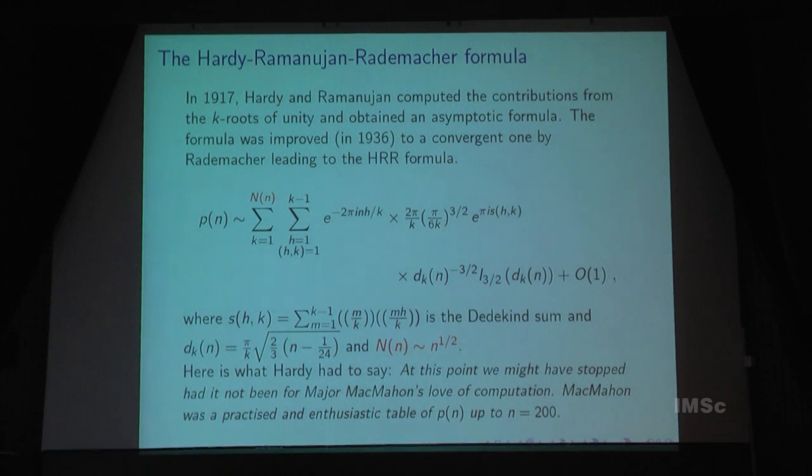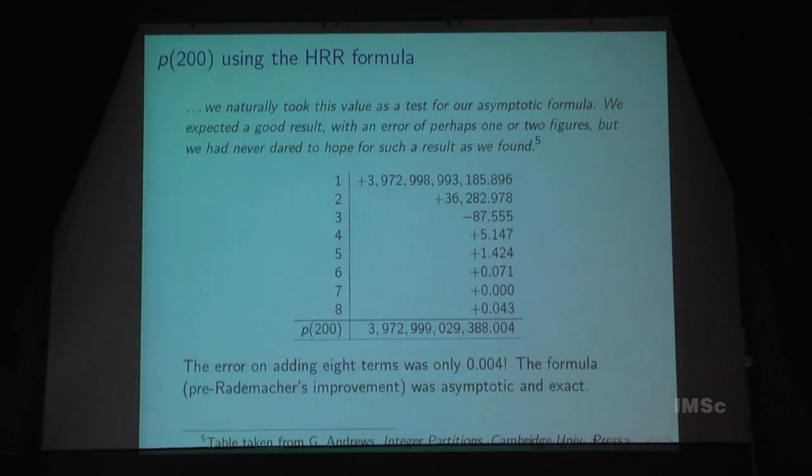So now you have a formula, and somebody has taken the trouble to compute for 200. You want the largest value, so they took n equal to 200. Of course, we naturally took this value as a test for our asymptotic formula. We expected a good result with an error of perhaps 1 or 2 figures, and we had never dared to hope for such a result as we found.